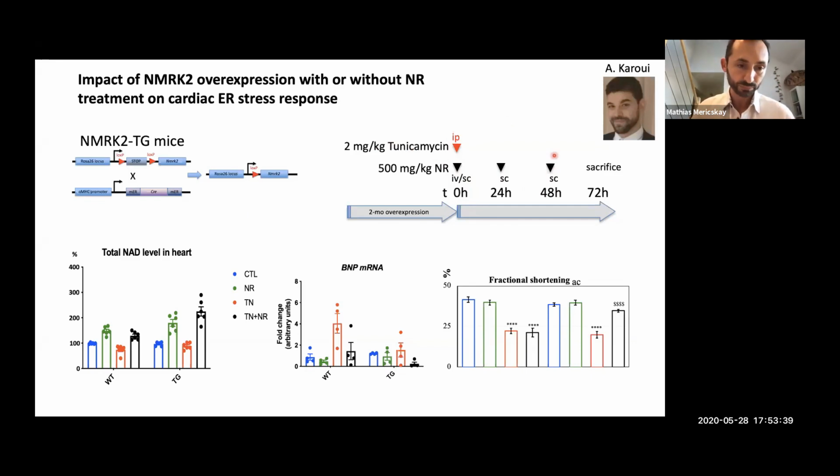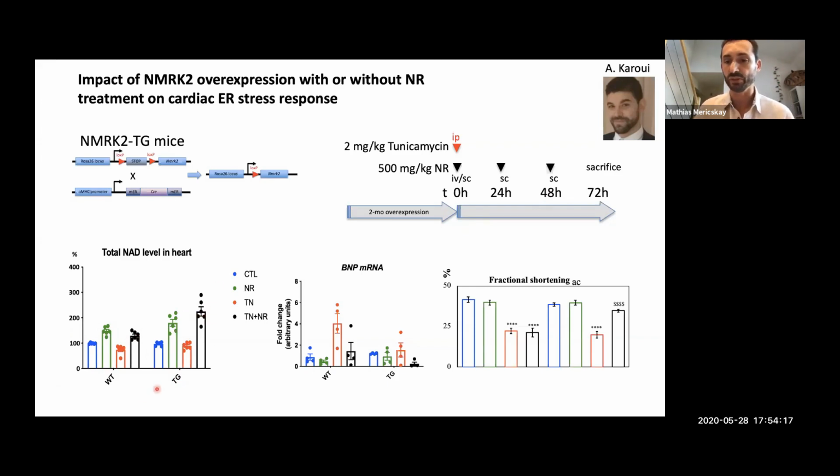the day after. And what we could find is that first, tunicamycin, we had seen that previously, is lowering the NAD level in the myocardium. So you can compare here the blue non-treated control mice and the wild-type treated with tunicamycin. And the NR feeding was actually able to robustly increase the NAD levels in the heart in the wild-type non-treated or even in presence of tunicamycin.